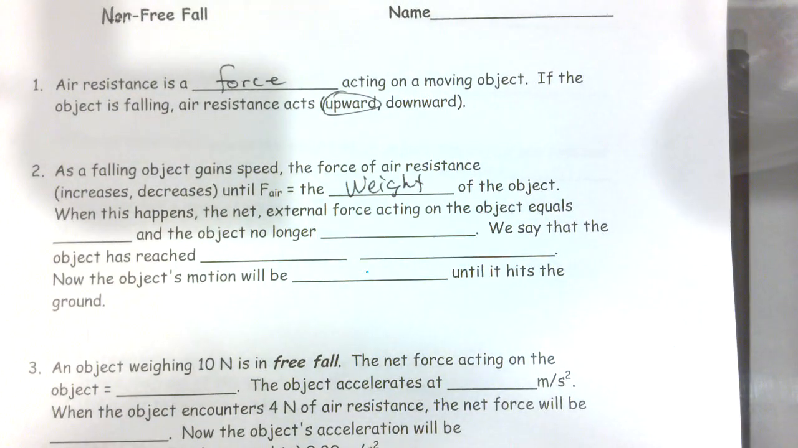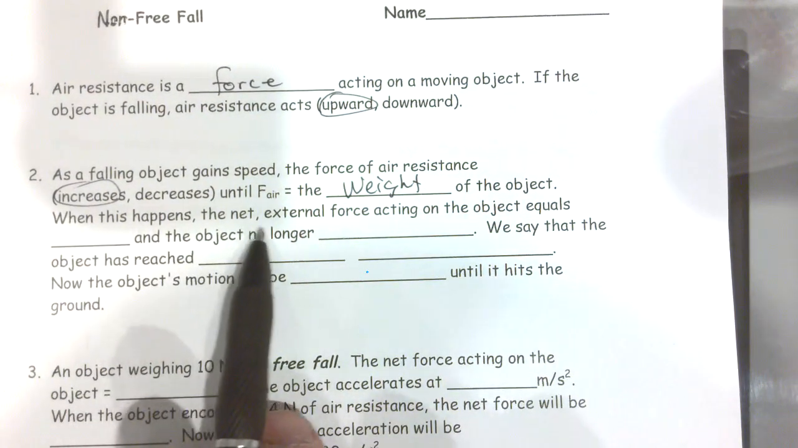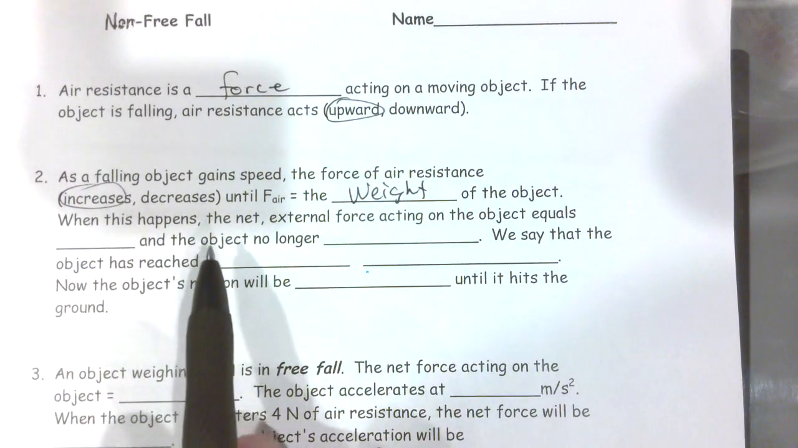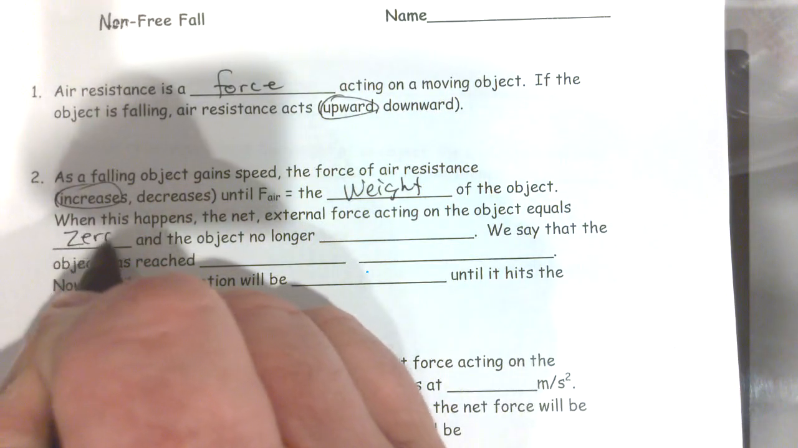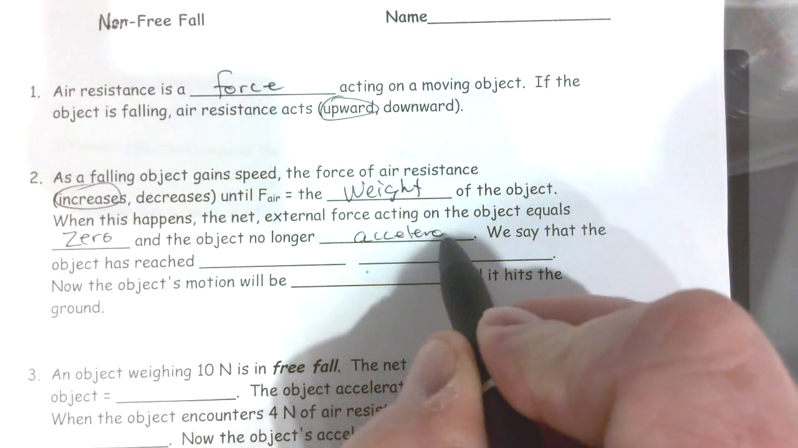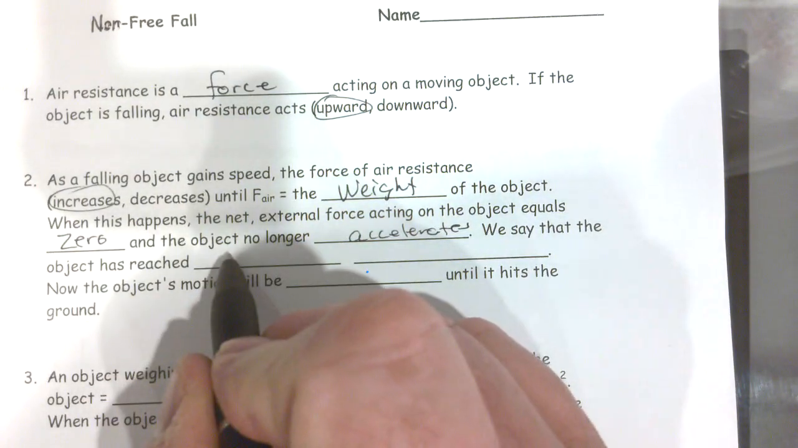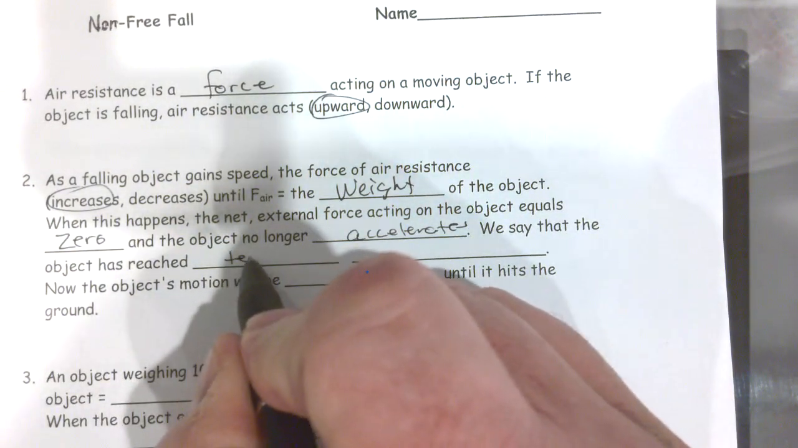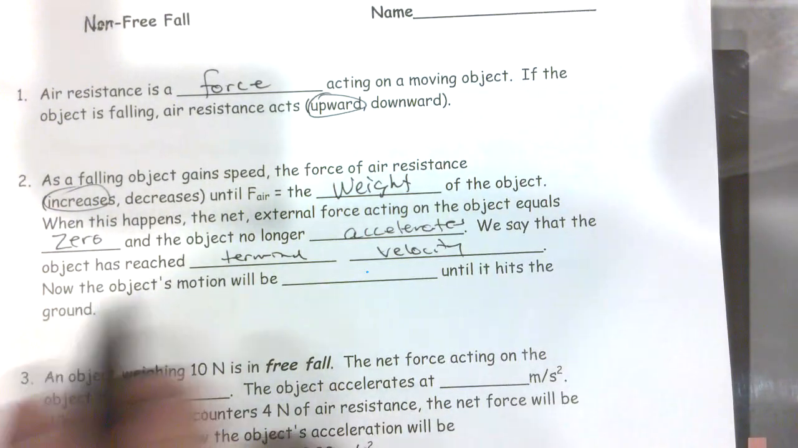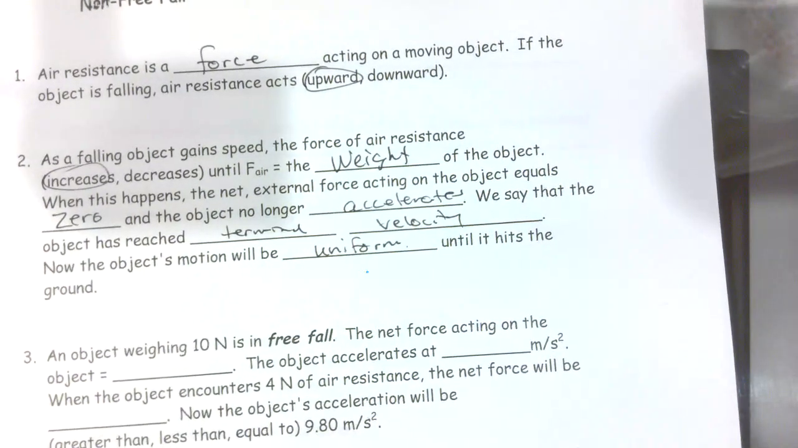Okay, weight is a force, so air resistance would have to increase until it equaled the weight of the object. When this happens, the net external force acting on the object equals zero. Okay, so it stops accelerating, and the object no longer accelerates, and it's reached terminal velocity. All right, and then the motion will be uniform. It's not going to accelerate anymore. Once it's reached terminal velocity, it's not accelerating.